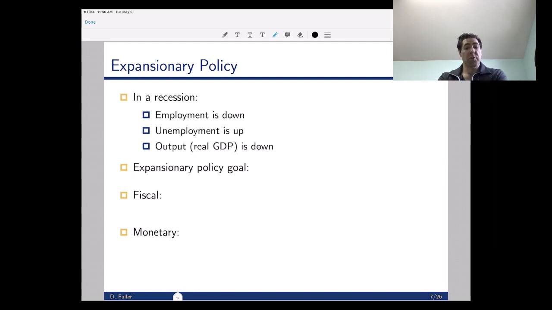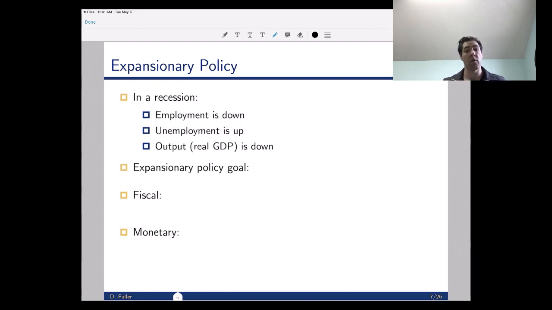Okay, so an expansionary policy is what we're going to use in a recession. So if the economy is in a recession, the following three things are going to be true. One, employment is going to be relatively low. So employment is going to be down. And the flip side of that then is unemployment is up. So the unemployment rate is going to be going up as fewer people are working. That's also then going to imply that our output, or real GDP, is going to be going down. So what we'll see is real GDP decreasing and the unemployment rate going up, employment going down.